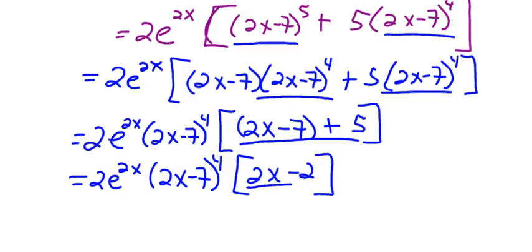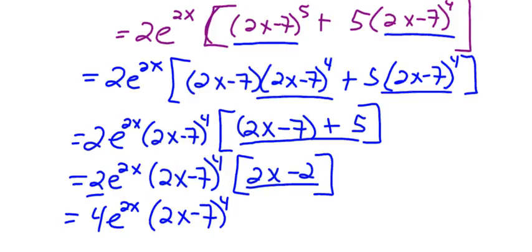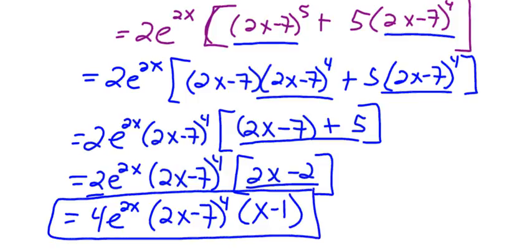I can see I have a GCF again, so I'm going to factor out a 2. So I have 2 times 2, so I now have 4e to the 2x times (2x minus 7) to the 4th power, and then my remainder from the bracket will be x minus 1. And this is my final answer that I'm looking for. Yes, I got that with this derivative, but it's not simplified enough.